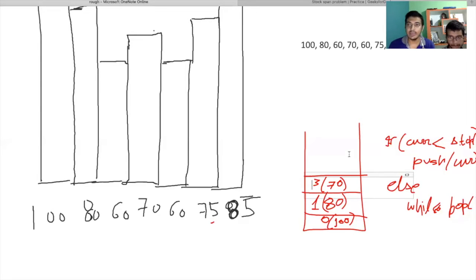Now the next element is this one, 60. Again 60 is less than the top of the stack, 60 is less than 70, so we push it into the stack. Now the next element is 75.